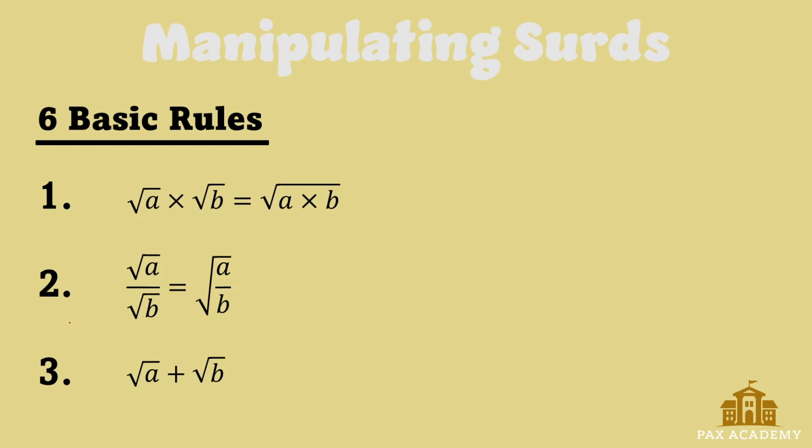In today's video, we're going to be looking at 6 basic rules for manipulating surds. Okay, so the first rule is that the square root of a number a times the square root of another number b is equal to the square root of a times b together. For instance, let's say we have the square root of 4 times the square root of 3. Then we can rewrite this as the square root of 4 times 3, okay? And then if we simplify, this would be the square root of 12.